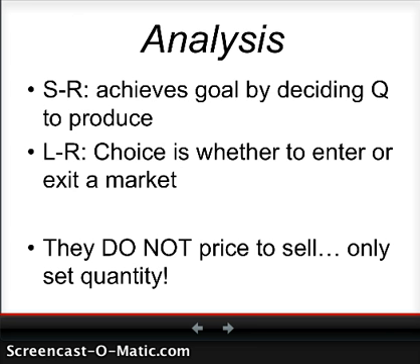So getting into analysis, in the short run, what we're going to try to do is figure out the decision making of the firm itself. What is the decision making that the firm can make? Can they set price? Can they set quantity? What can they and can they not do? We have to be aware of short run and long run analysis. In the short run, a firm decides its quantity level. It cannot dictate price. More on that on the next screen. All it can decide is what quantity to produce.